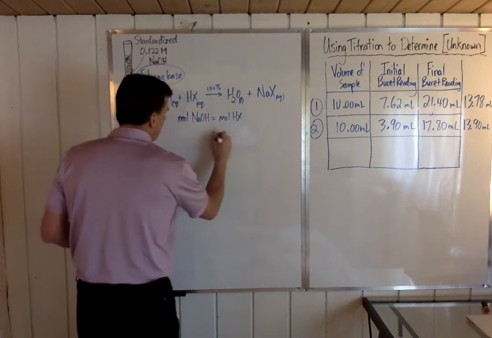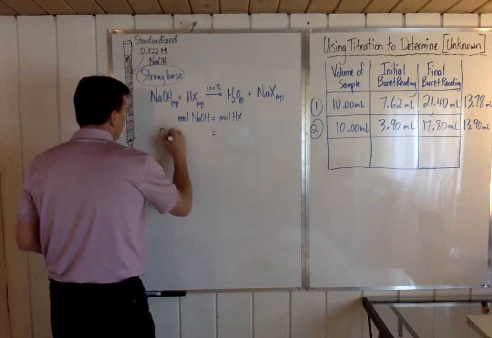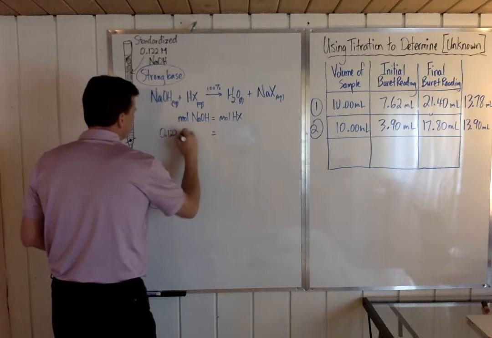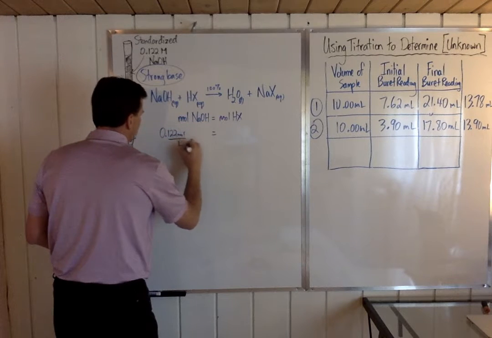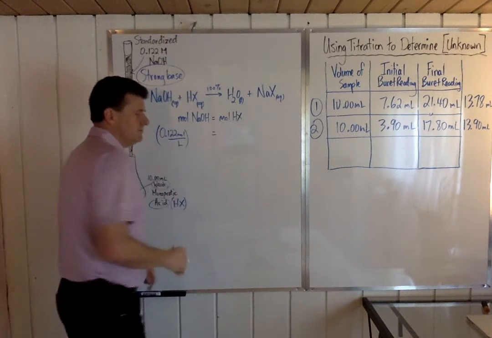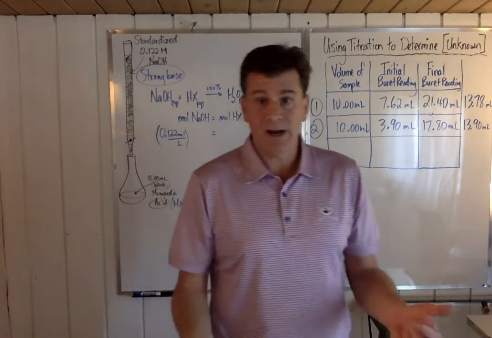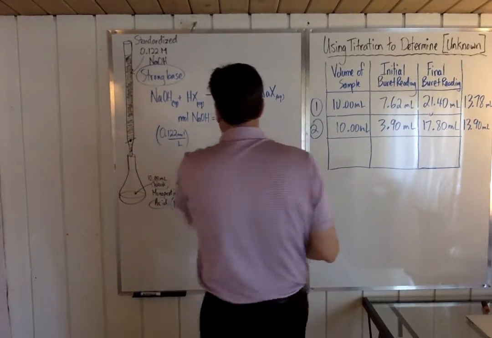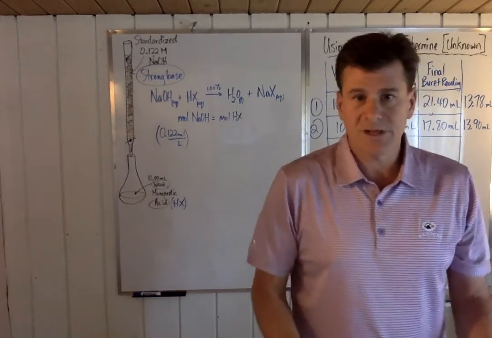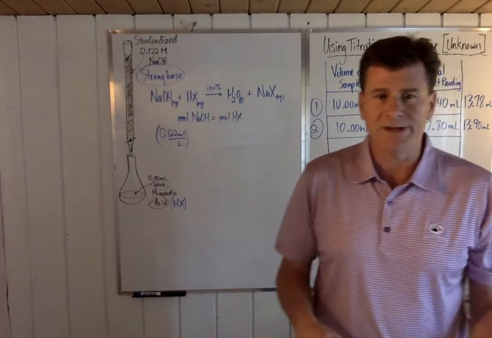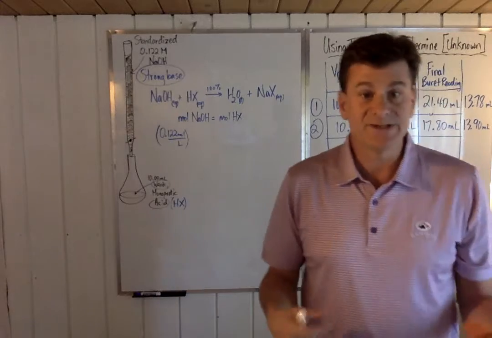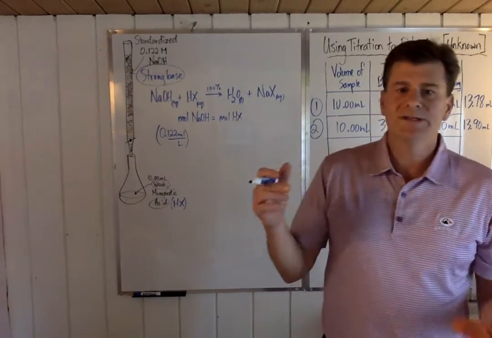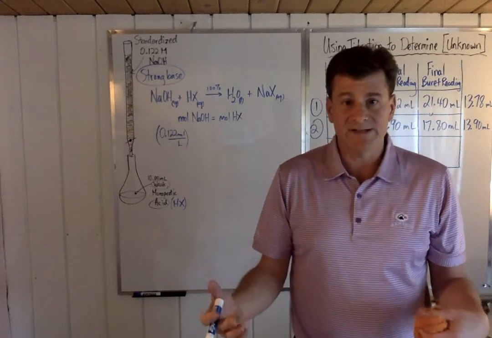Okay, so 0.122 moles per liter times, and I need a volume, right? I need the volume of whatever base I had. So which volume do you take? Do you take the 13.78 or do you take the 13.90? And the answer is neither, because neither one is necessarily the correct answer.